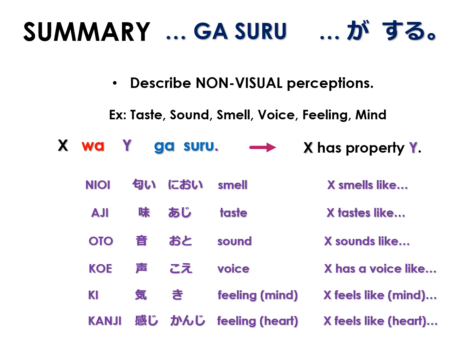And this ends our lesson on ga suru. In the next lesson, we study how to express visual perceptions using the wo shite-iru pattern.